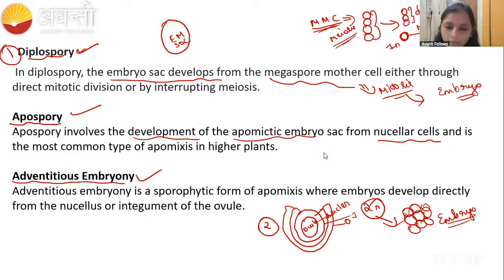So here the embryo is going to be formed from the integument. The integument is not normally involved in the formation of the embryo, right? But here it is involved in the formation of the embryo. That is what we call an adventitious embryo. If you want to make a note of this, kindly make a note of this slide. I will give you 1 minute. Kindly make a note of this.